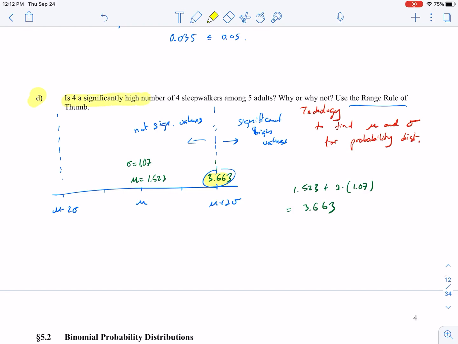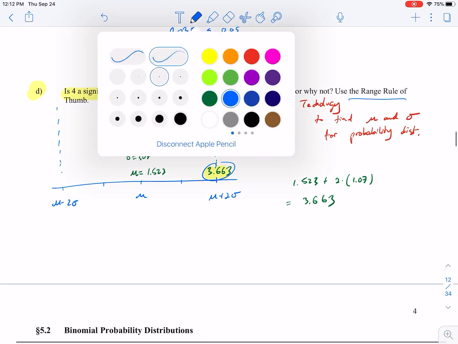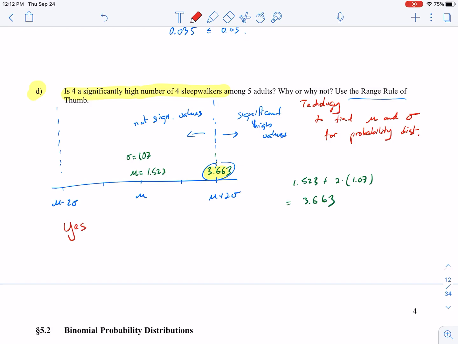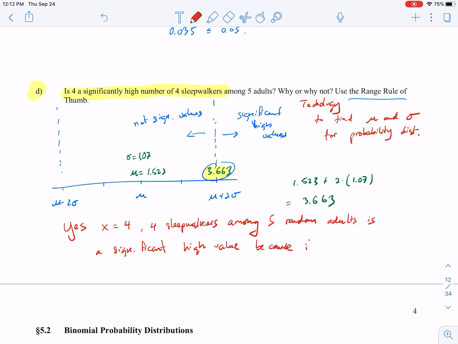So is 4 a significantly high number of sleepwalkers among 5? The answer is yes, because it's past 2 standard deviations. So we say yes, x equal to 4, or 4 sleepwalkers among 5 random adults, is a significantly high value because it is more than 2 standard deviations above the mean.